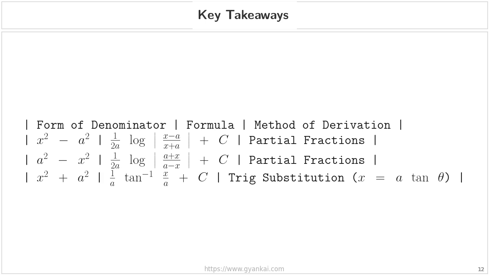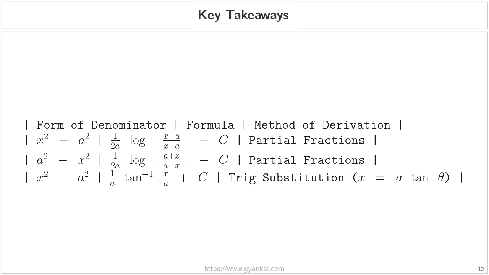Finally, when the denominator is x squared plus a squared, which is the sum of squares, the integral is 1 over a, multiplied by the inverse tangent of x over a, plus c. We obtained this result using trigonometric substitution, specifically letting x equal a times the tangent of theta, as we detailed on slides 8 through 10.